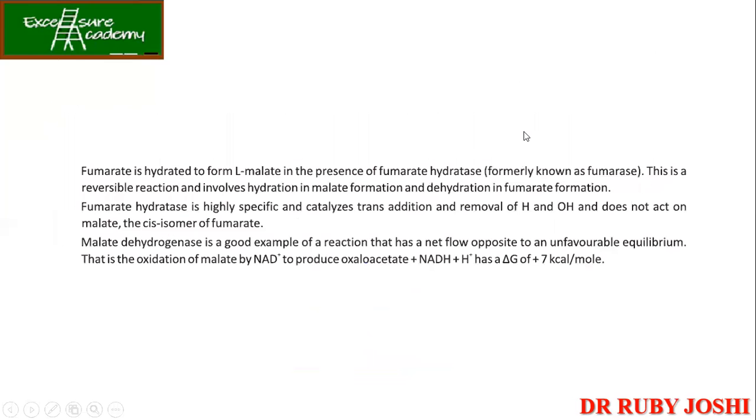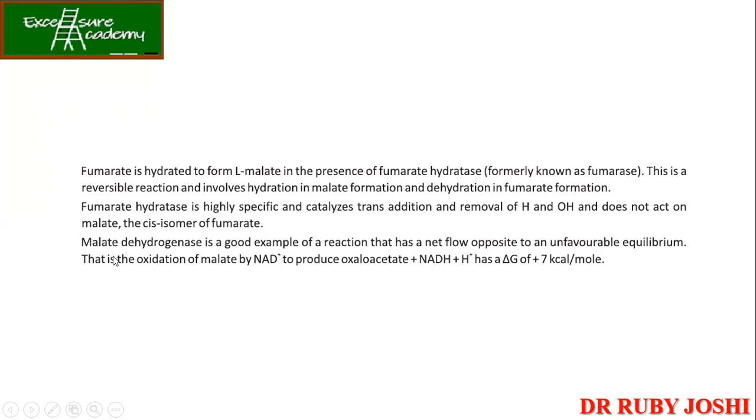Finally, fumarate has been formed. The fumarate is hydrated to form malate in the presence of fumarate hydratase or fumarase. Simple, fumarase. This is a reversible reaction and involves hydration in malate formation and dehydration in fumarate formation. Once the malate is formed, what will malate dehydrogenase do? It is going to convert it into oxaloacetate. Simple. Fumarate hydratase is highly specific and catalyzes trans addition and removal of H and OH, and does not act on maleate, which is the isomer of fumarate.